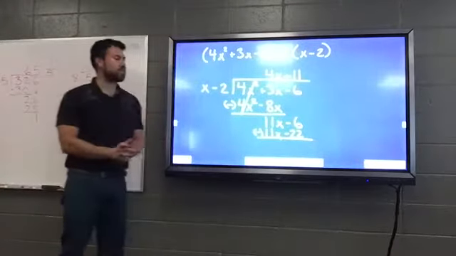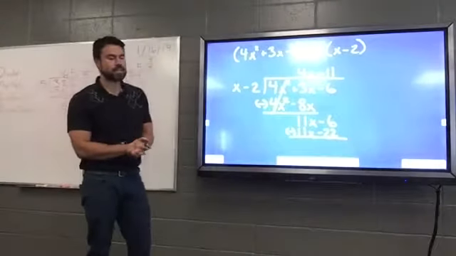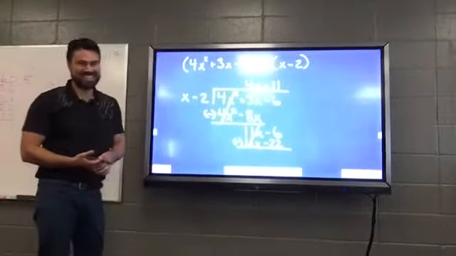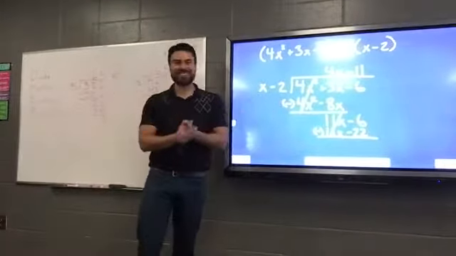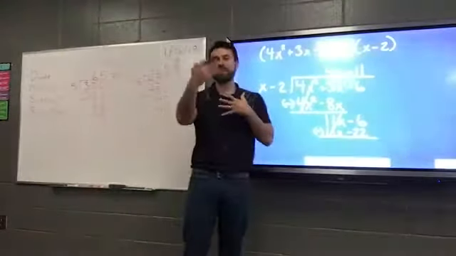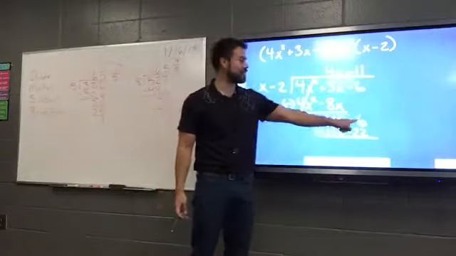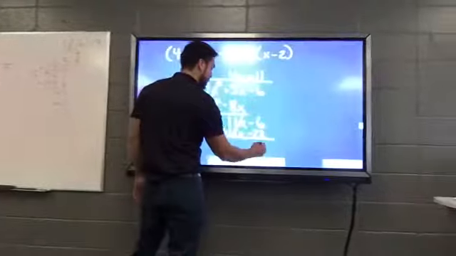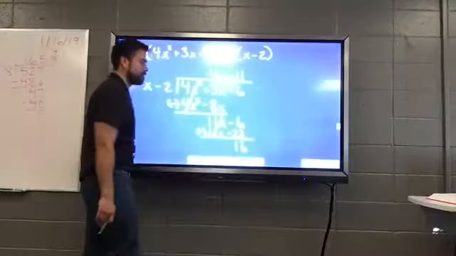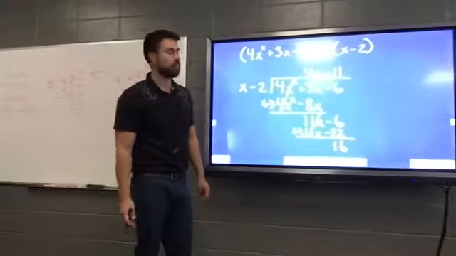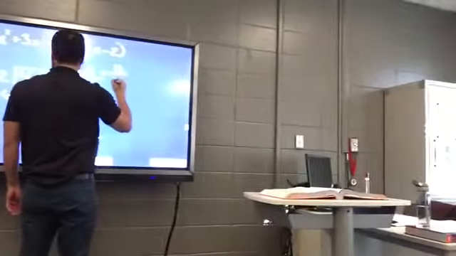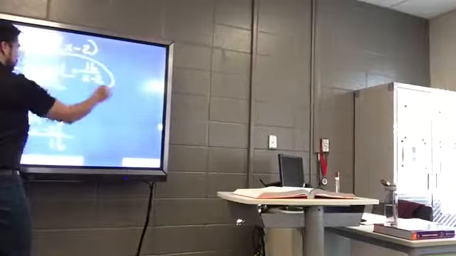And then I'm going to subtract, third step. What's 11x minus 11x? They canceled out. Sorry, we both messed up on that. All right. What's negative 6 minus negative 22? Positive 16. Is there anything to bring down? What's my remainder? Positive 16 over x minus 2. That's your answer.